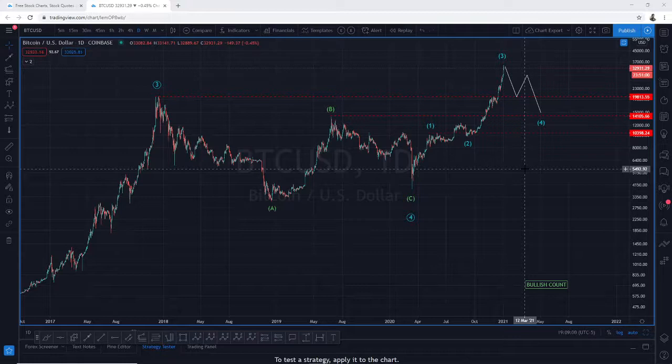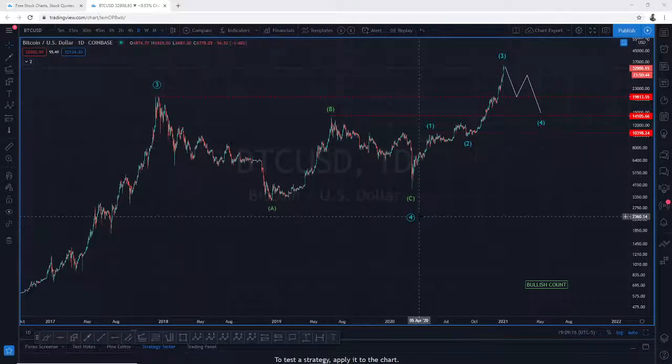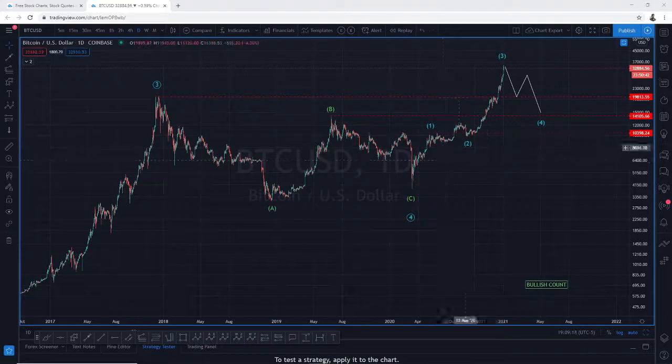Okay, so I'm going to give you two interpretations on the bullish count of Bitcoin and the bearish count of Bitcoin. As you see here, we completed wave 3 in November of 2017, the end of 2017, and then we corrected that impulse in a 3-wave fashion, forming wave 4. We are now pulling up on waves 1, 2, and 3.